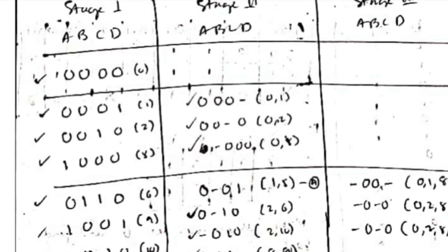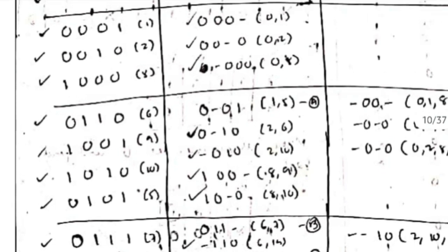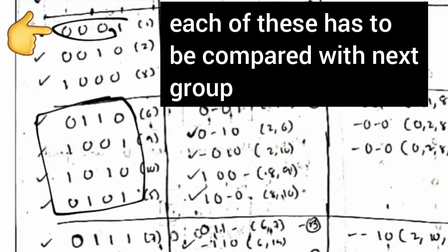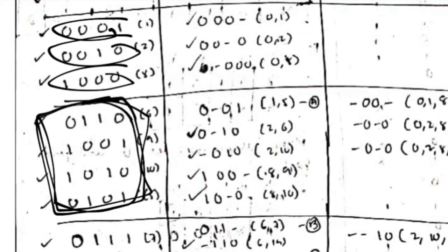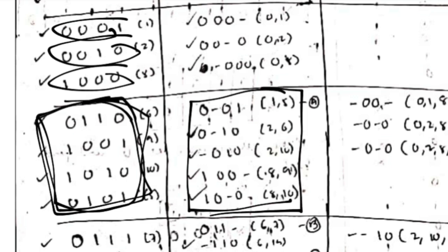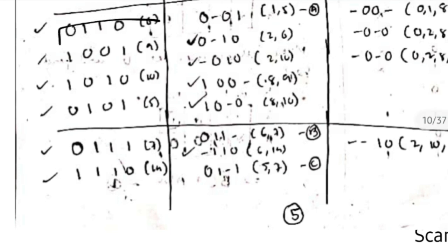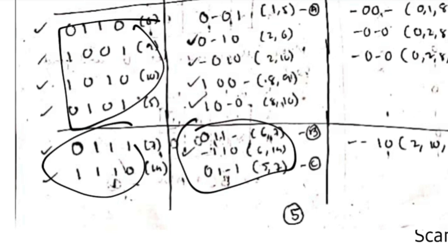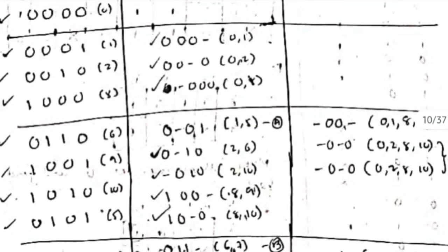Similarly you will compare this with all of these, and you will write this here and make this a single group. Then in the next group, you will compare each of these with all of these. Okay, then after doing that, you will note down the matched pairs, and for the last one also you'll do the same thing. Okay, after doing that you'll move on to stage 3.